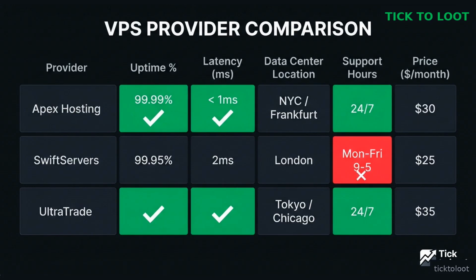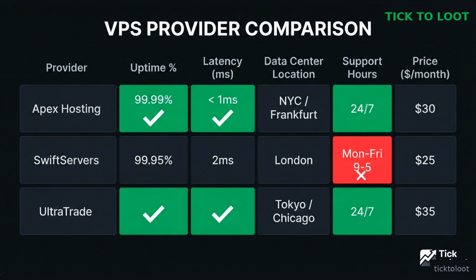The first thing to look at is uptime, which is the amount of time the server stays online without interruptions. A good provider promises at least 99.9% uptime, meaning the server is down for only a few minutes each month. Enough time for a coffee break, not enough to miss a market move.